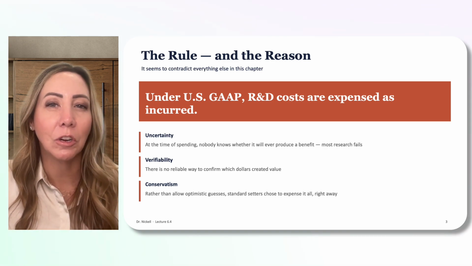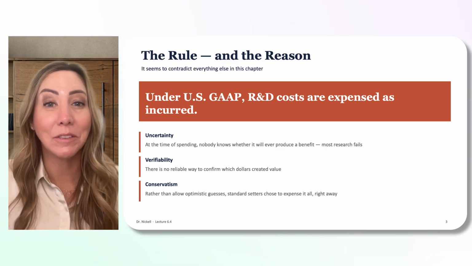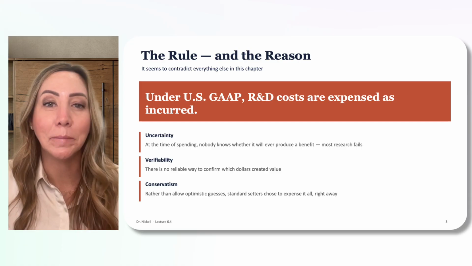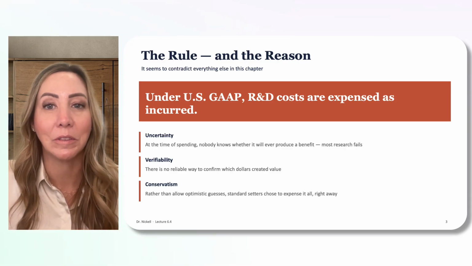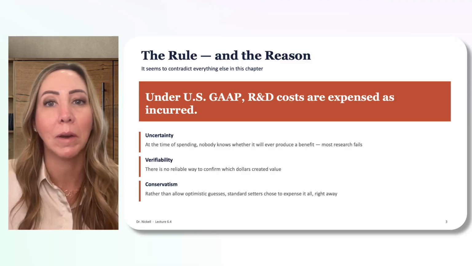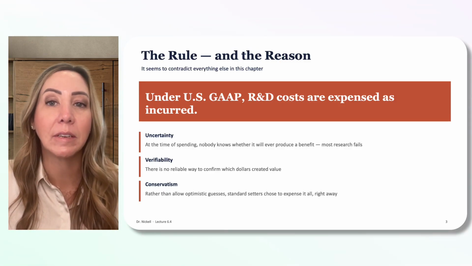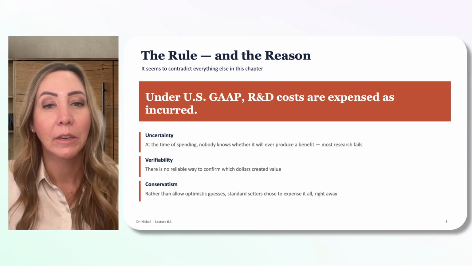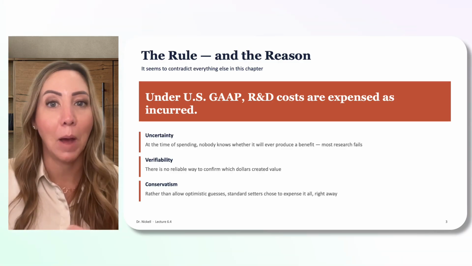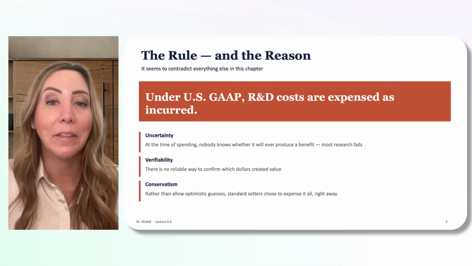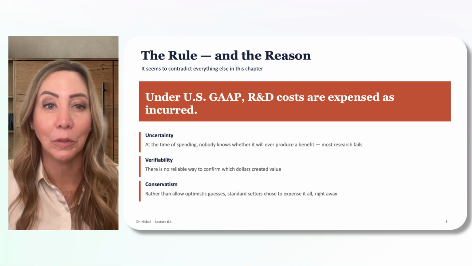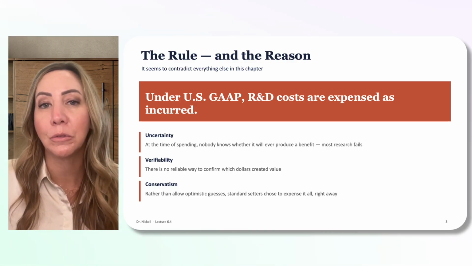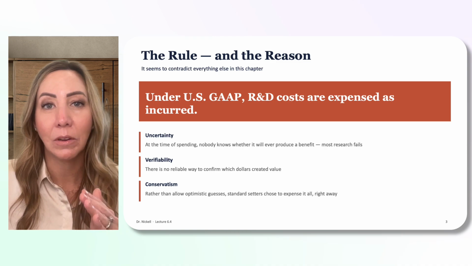Why would GAAP take such a hard line? It comes down to uncertainty, really. At the time R&D money is spent, nobody knows whether it's going to produce a benefit. Most research projects fail, most drugs don't come to be. And even for the ones that succeed, there's no reliable way to verify at the time of the spending which dollars created the value. Rather than let every company make its own optimistic guesses, and rather than let managers dress up the balance sheet with hopes, the standard setters chose conservatism. Expense it all right away.